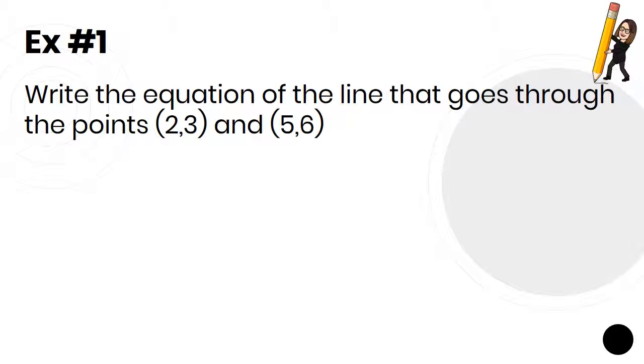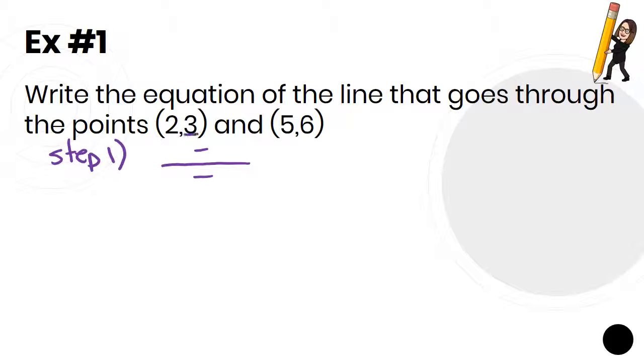All right, let's take a look at the example that is provided in your note sheet. We want to write the equation of a line that goes through the points 2, 3, and 5, 6. So if I take a look at that, my step 1 is I want to find the slope between the 2 points. So remember, line, line, line.